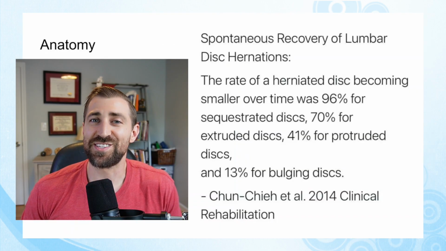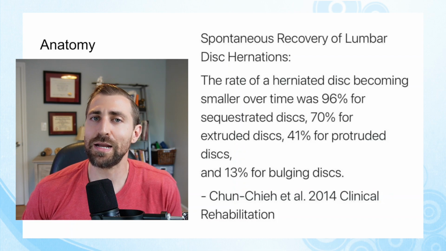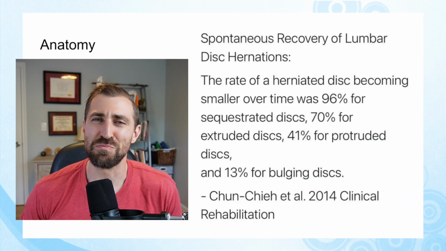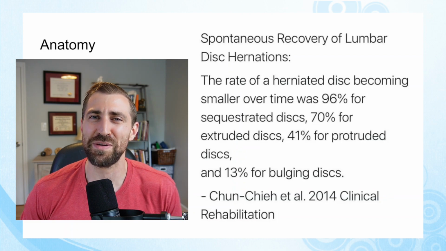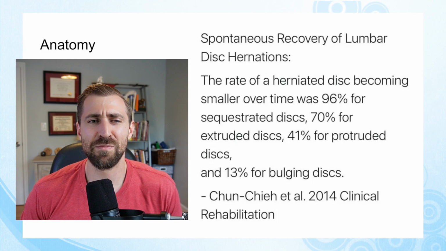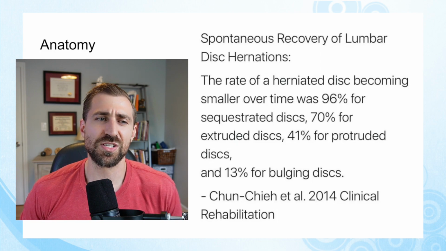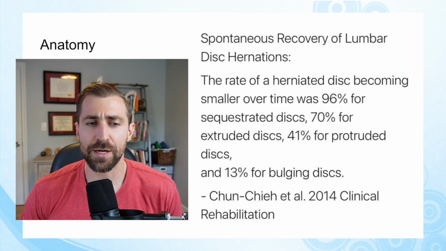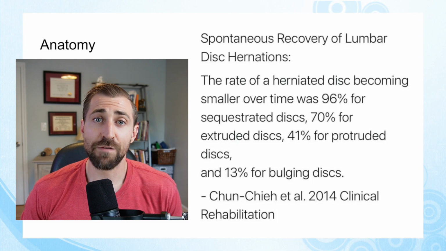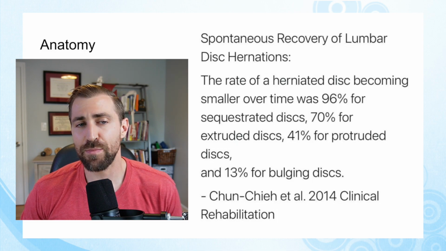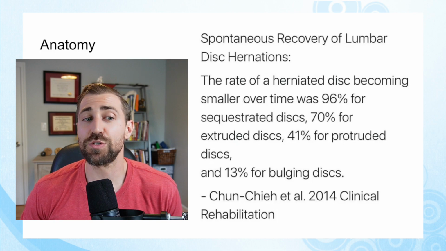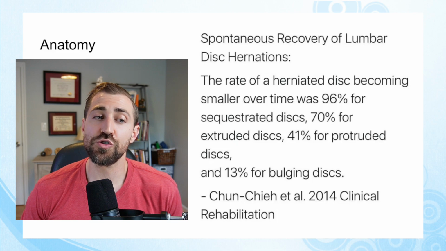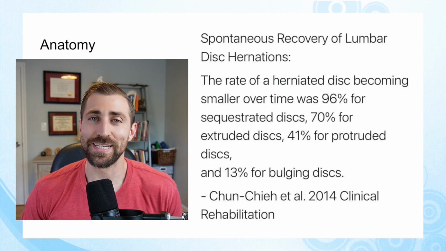And I really think this next stat is helpful for patients because a lot of these things can be very scary, especially the sequestration. If someone knows that's going on in their spine, they're like, what the heck? I don't know what to do. How do we get that thing out of there? That sounds really bad. And this is actually quite cool. This was a study looking at spontaneous recovery of lumbar disc herniations by Chun Chia et al., 2014. So the rate of a herniated disc becoming smaller over time was 96% for sequestrated discs, 70% for extruded discs, 41% for protruded discs, and 13% for bulging discs, right?